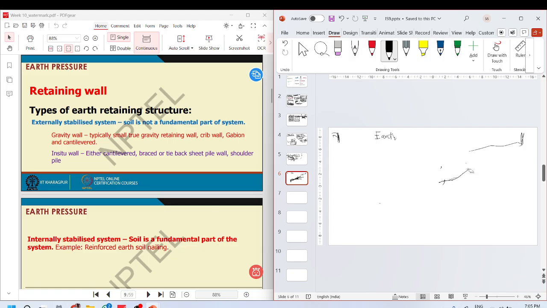Another case is that you might temporarily need some kind of retaining structure, for example during large constructions like an abutment for a bridge. In an abutment for a bridge, you have to construct it underground.